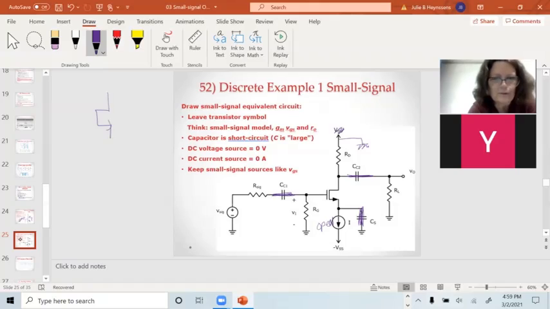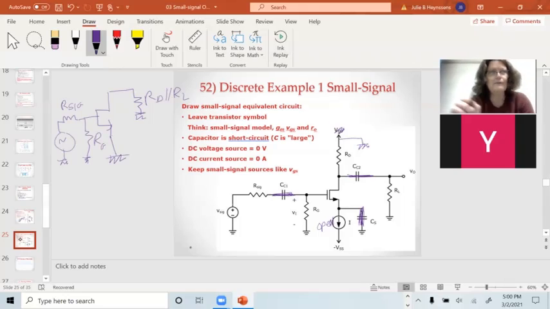I have my transistor. I've got RD to ground, and I also have RL to ground. So it's RD in parallel with RL on the drain. On the gate, now we see the purpose. We have V-sig, R-sig, and I've got RG tied into the gate, and the source is shorted to ground. There's the AC equivalent circuit.